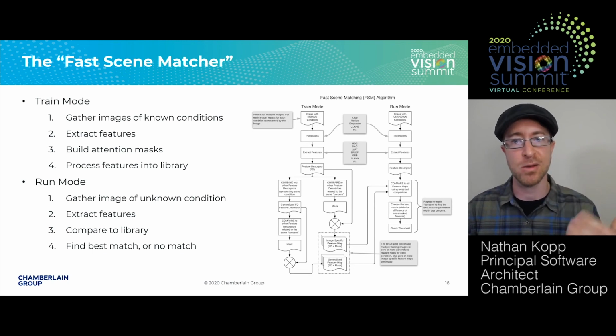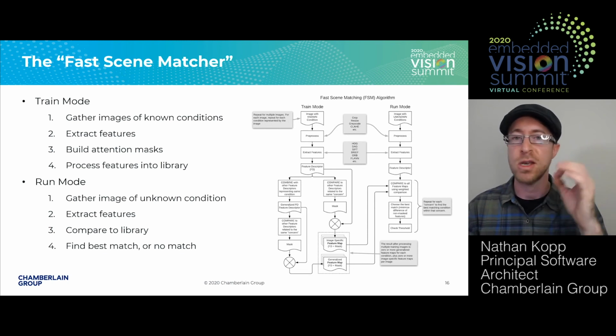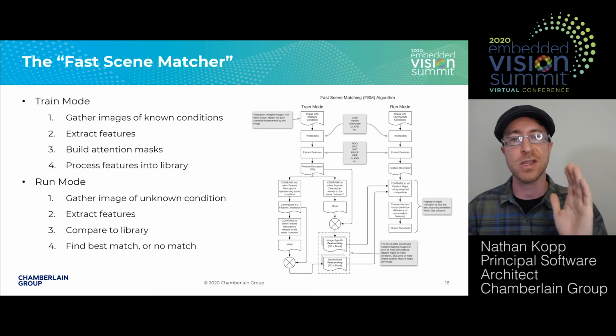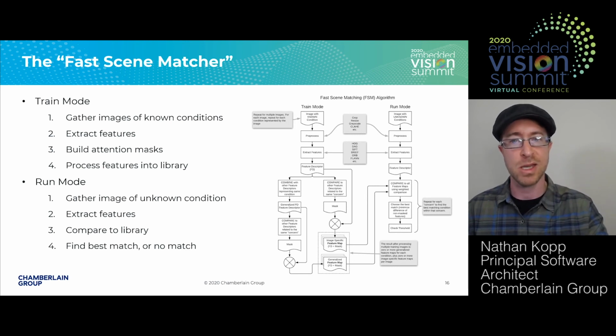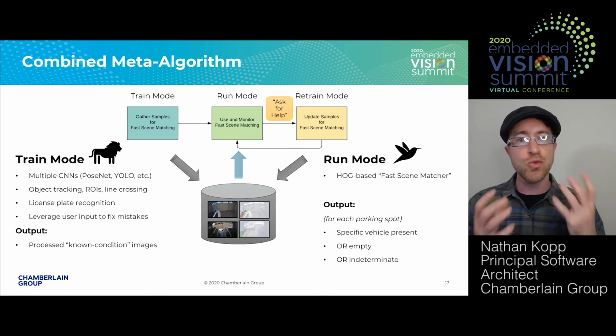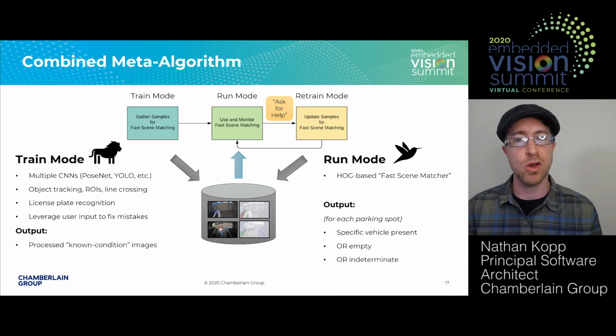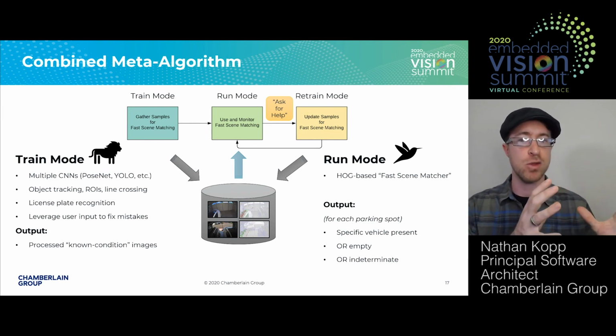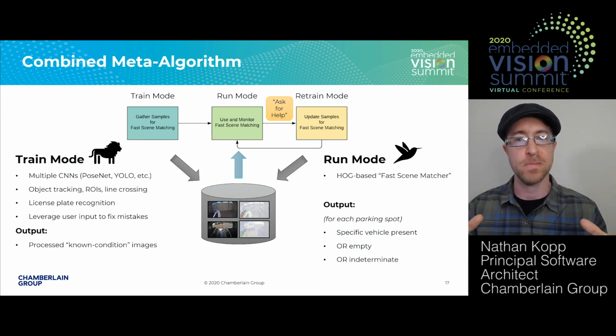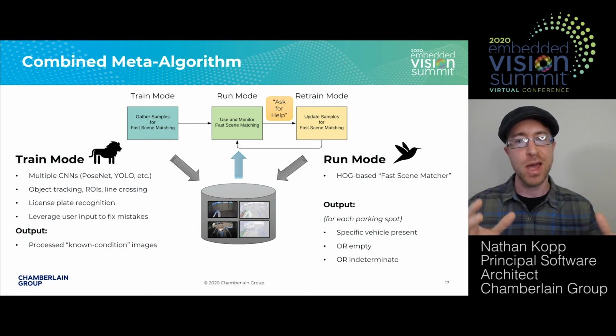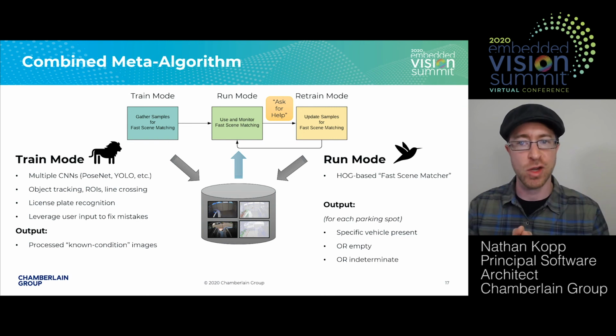That's the basics of how our fast scene matcher works. Again, we're leveraging that fixed camera. That's the biggest thing that we needed to have in order for this to work. To really make this work well for the user, though, we put that fast algorithm into a larger meta algorithm. And this meta algorithm actually starts off with what we call training mode.